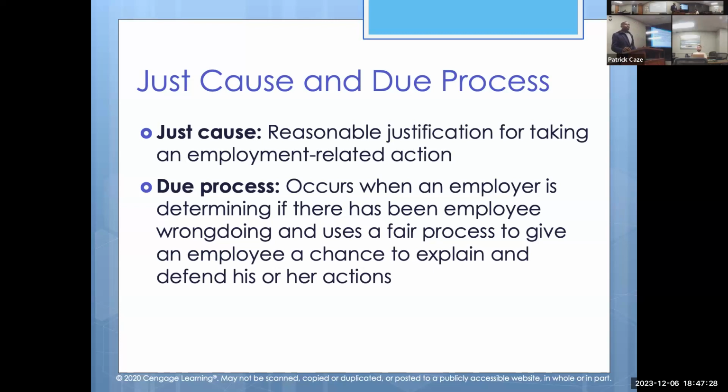Eventually the NBA won and they didn't let him play, but he got paid. He kept getting his money, right? So that's the more important part for him. So just cause is definitely an important topic, all right?